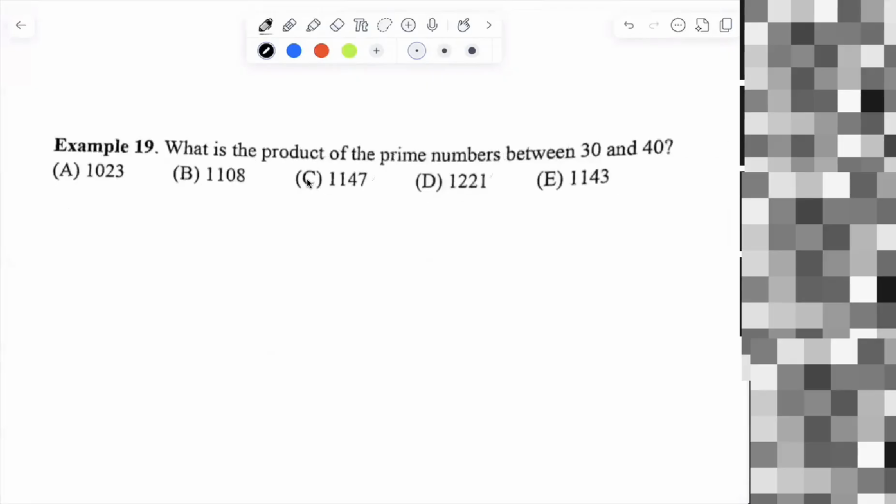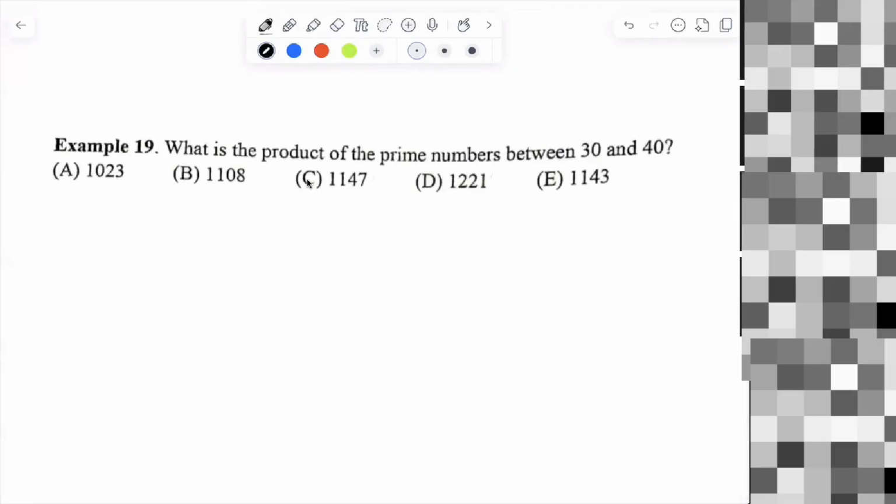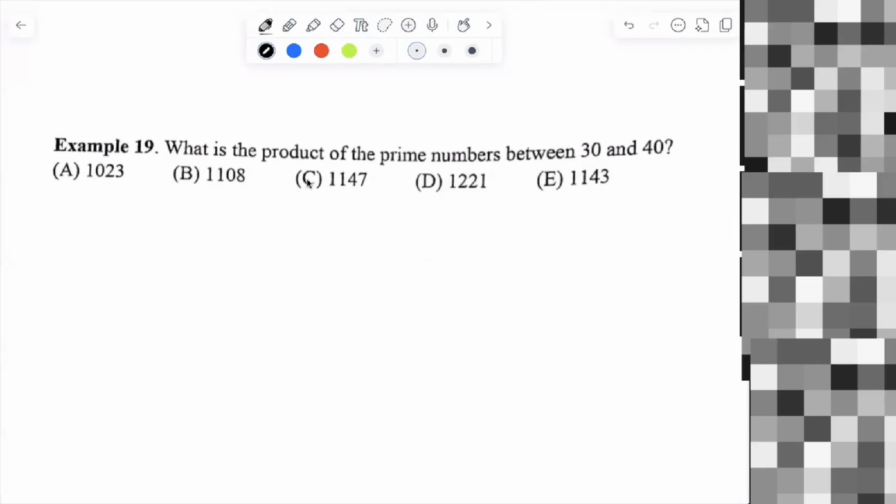What is the product of the prime numbers between 30 and 40? I'll ask you guys to try this question and tell me the answer through chat.